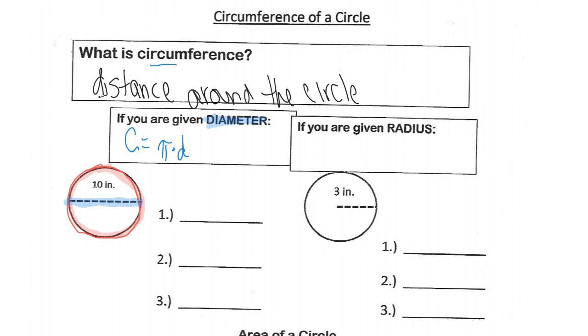For this unit, you'll see 1, 2, 3. On this first line, you always rewrite the formula that you're using. So circumference is equal to pi times diameter. Again, diameter is from one edge of the circle to the other. In this problem, we know that my diameter is 10 inches. So we're going to plug 10 in for D. So we have circumference is equal to pi times 10.